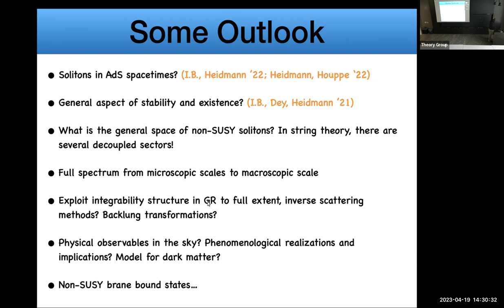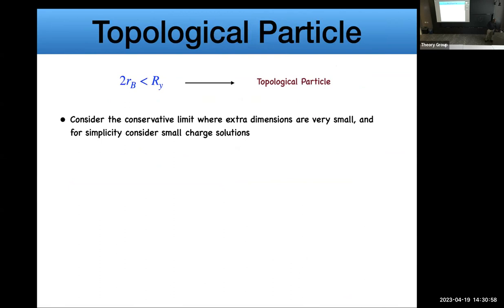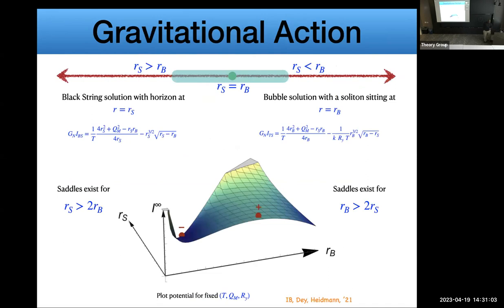Let's see. Ah, good. So the single bubble case, if I just take a single rod, single bubble, the metric is actually very simple. It's like a Schwarzschild with an F1. This should be reminiscent of the Witten bubble of nothing, right? But it's the Witten bubble of nothing with charge. You can then compute the free energy of this, and it has a landscape like this.